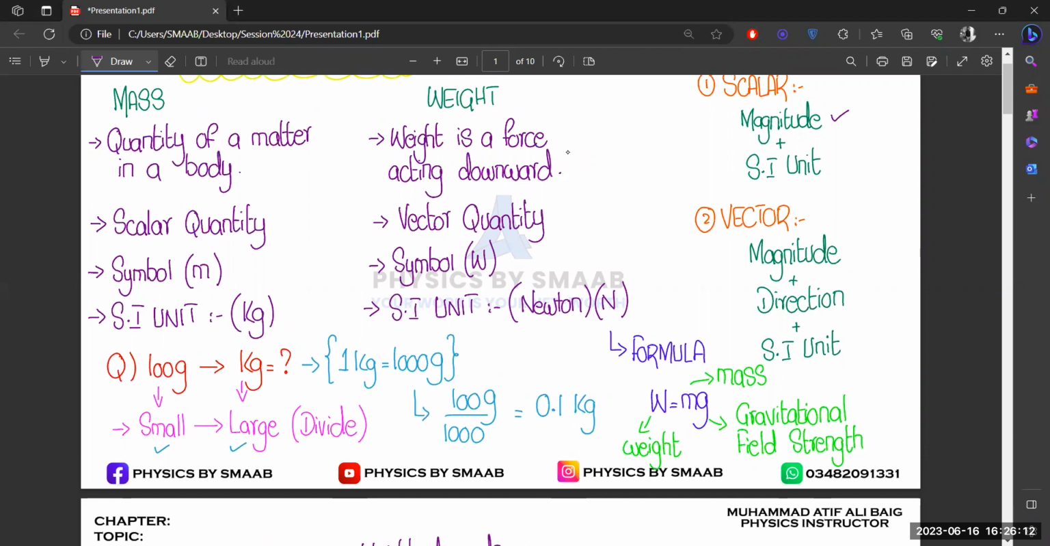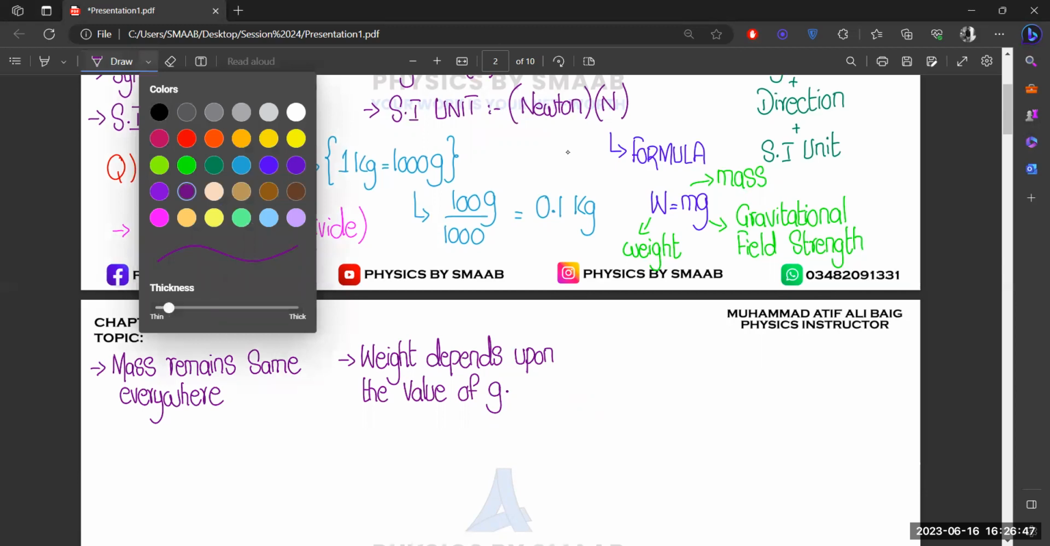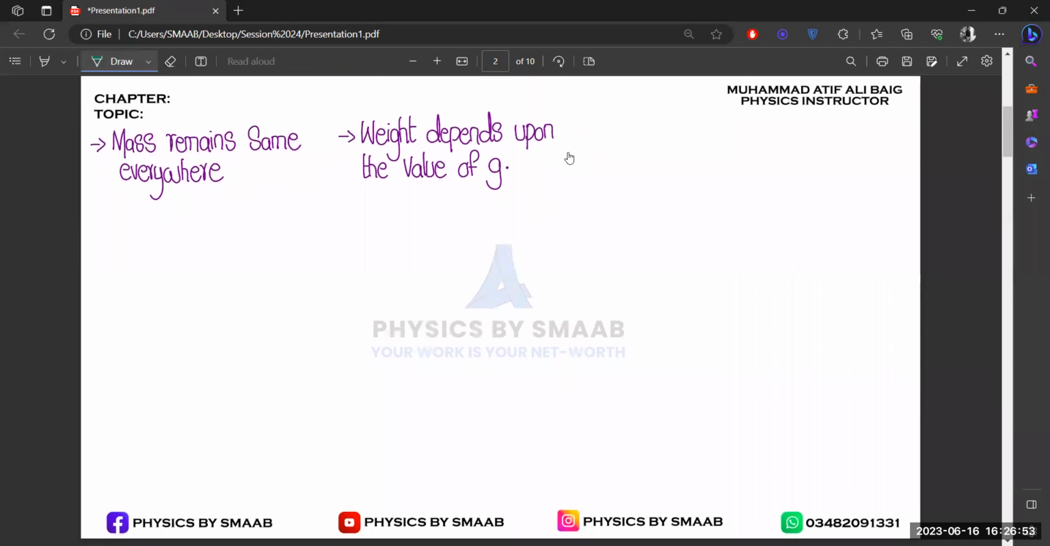But the difference is the value of g, meaning the gravitational field strength. When the gravitational field strength is different, the weight will change according to the surface of the planet, because it depends upon the value of g. So if the value of g increases, weight will also increase. And if the value of g decreases, weight will also decrease, right? Just like the example of Earth and Moon. Okay, any confusion? No, sir.